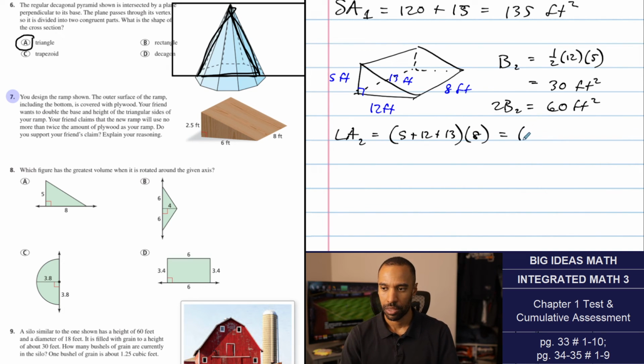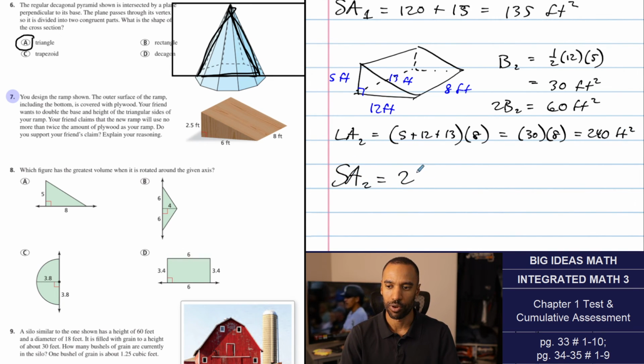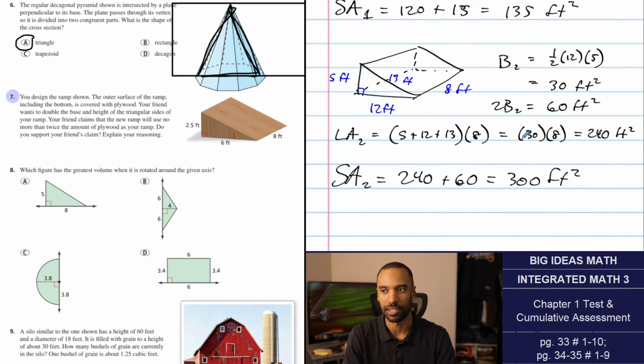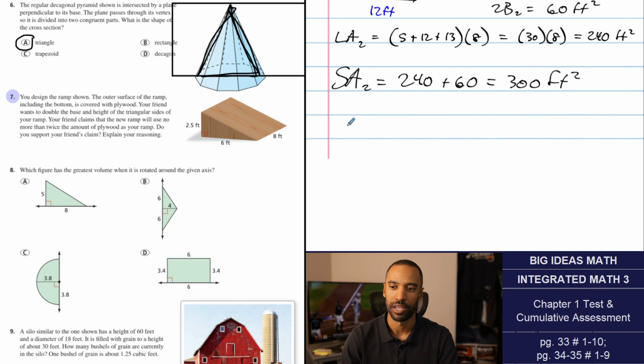13, 30. 30 times 8 is 240. 240 square feet. So now we're going to have surface area of object 2 with 240 plus 60, which is 300 square feet. Clearly not twice as much. Actually, it's not bad. 135 doubled is 270, but it's not double. You'll need more than double the plywood. How much more?